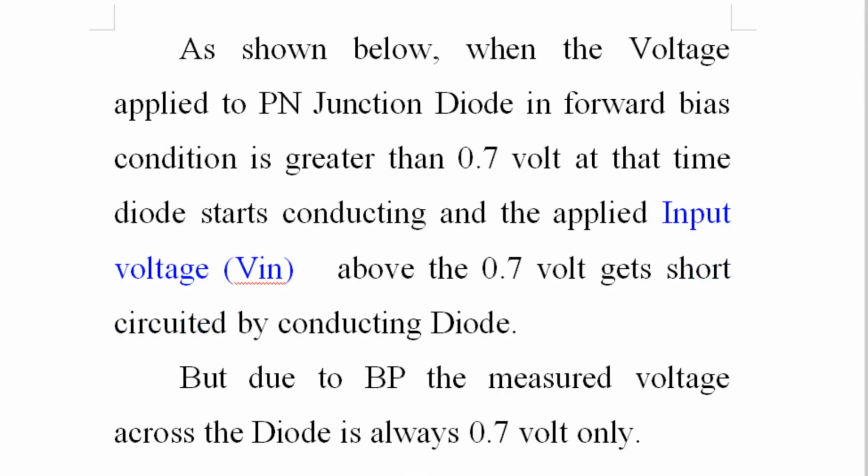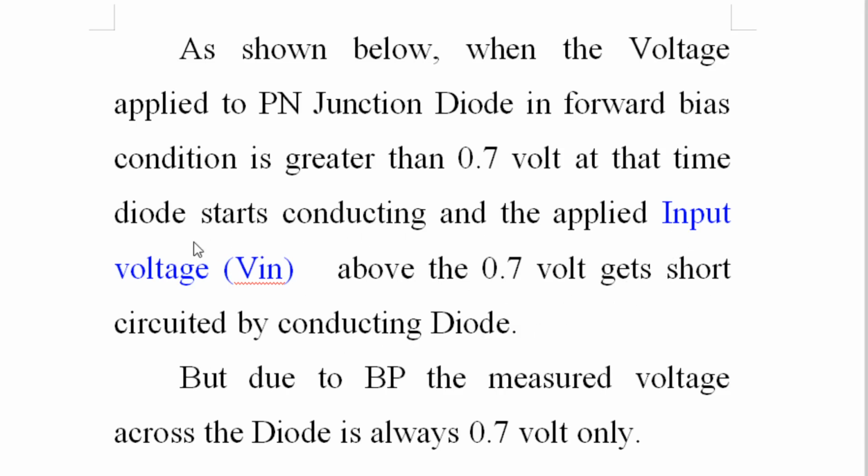Now let us proceed further. As shown below, when the voltage applied to a PN junction diode in forward bias condition is greater than 0.7 volt, at that time the diode starts conducting, and the applied input voltage Vin above 0.7 volt gets short circuited by the conducting diode.